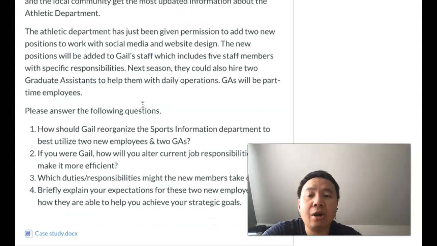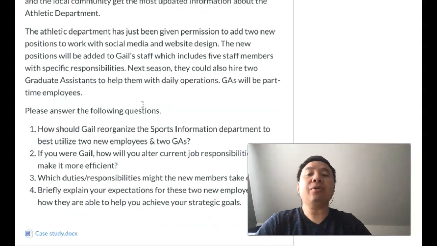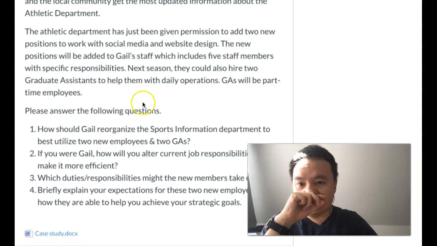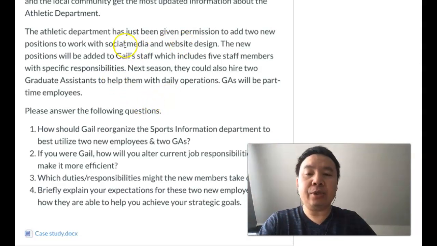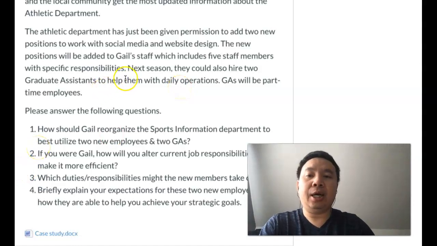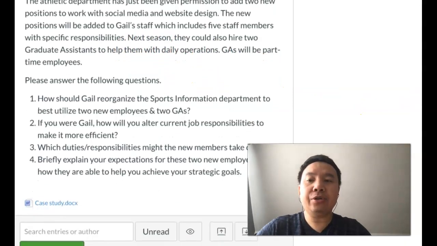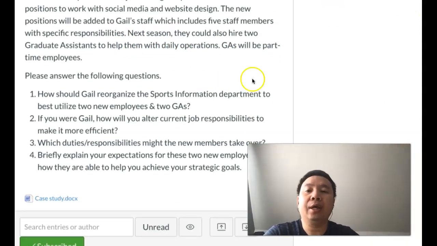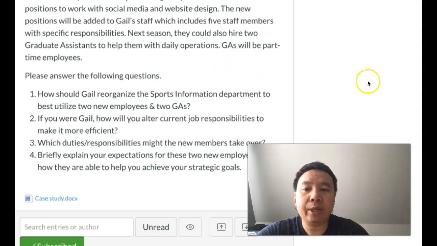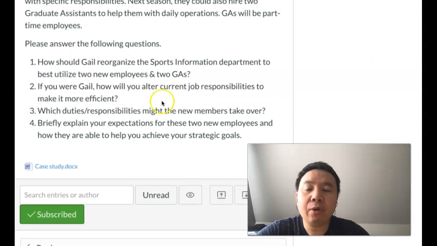The athletic department is currently giving you a position, so that next year you'll be able to hire 2 people. You can add 2 positions, one related to social media and one related to website design. So the new positions will be added to your staff. You currently have 5 staff, and all 5 have their own responsibilities. You can also hire 2 new GAs next year to help you with the daily operations. These GAs will be part-time employees. So please answer the following questions.